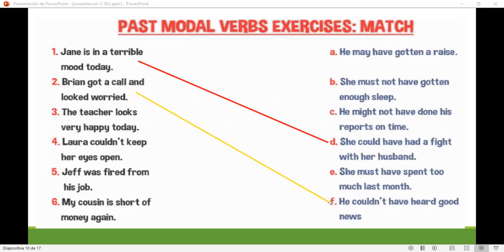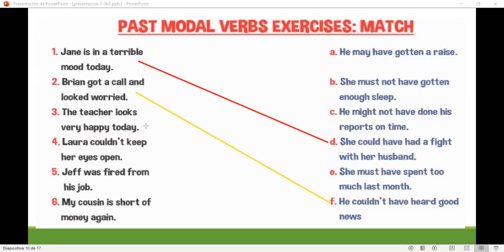Now, let's go with number 3. The teacher looks very happy today. Why do you think the teacher is happy? This is a boy, okay? You can say he might have gotten a raise, or he might not have done his reports on time. Which one? A or C? You say letter A. So guys, in this case it is letter A. He might have gotten a raise.